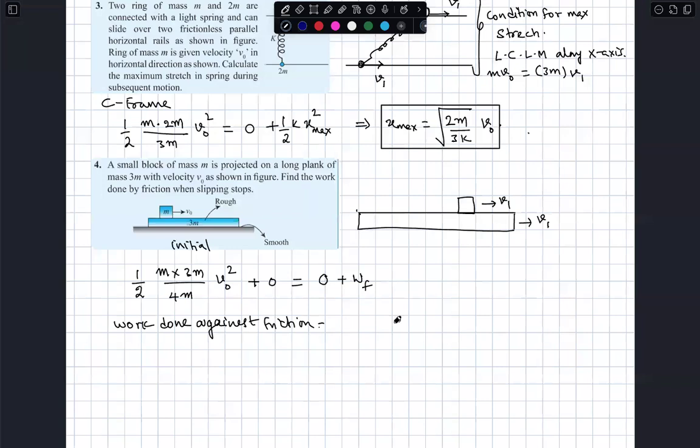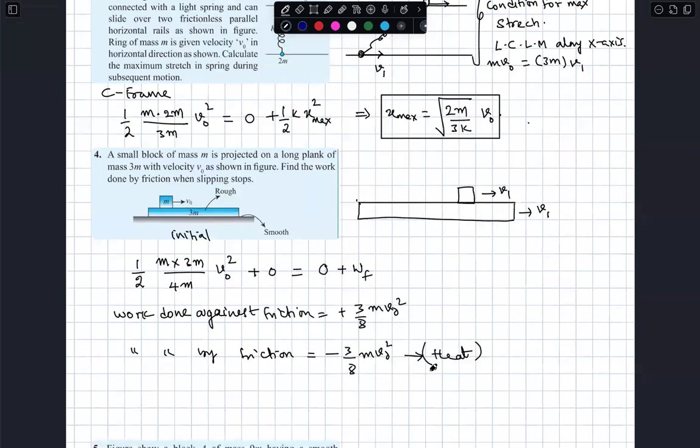So work done against friction is plus 3 by 8 mv naught square. If you want work done by friction, this is minus 3 by 8 mv naught square. Remember, this is a minus sign. So this is the entire loss that converts into heat, the heat dissipated. If someone questions, this is your answer.